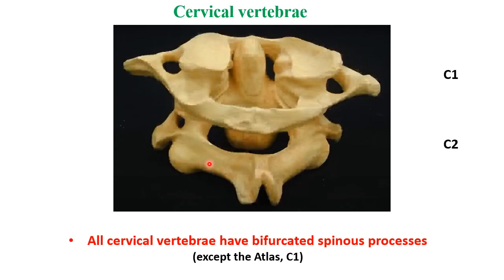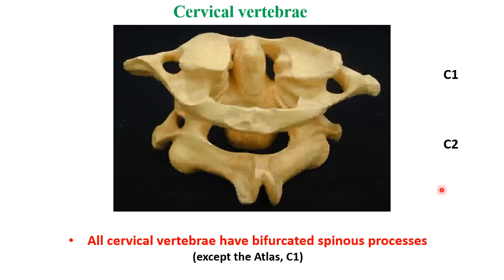Here we see a lot better. All cervical vertebrae, all of them, have a bifurcated spinous process. That means it has two little things sticking out. So this is a giveaway when you look at a picture of a vertebra and you see these two little things sticking out. That is a giveaway that it's a cervical vertebra. The other ones don't have that.